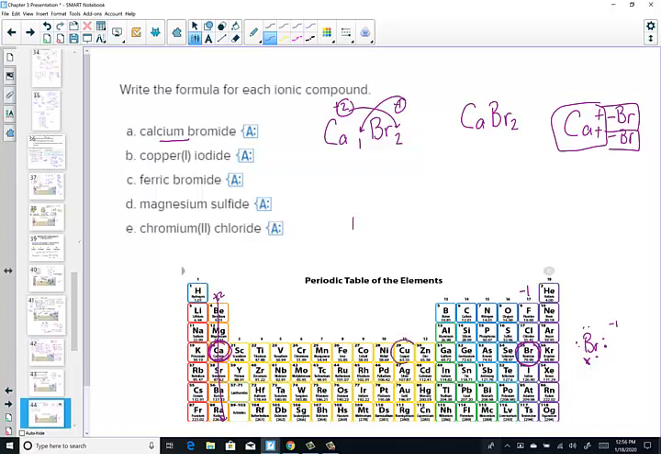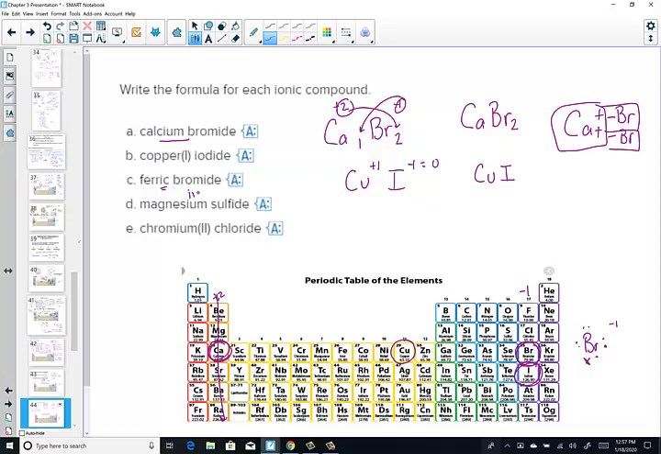Elemental symbol of copper, Cu. I wouldn't know its charge based on where it lives, so I see the Roman numeral. It's a +1 charge. It's chemically bonded with iodide. I, just like bromine, is group 7A. So like bromine, I'm doing iodide, I -1. Look, a +1 and a -1 is balanced. I don't need any further subscript, CuI.